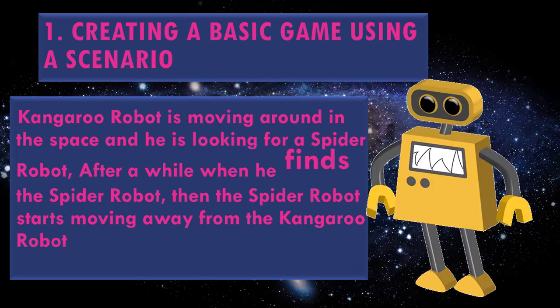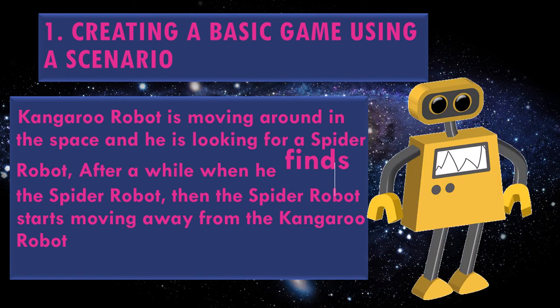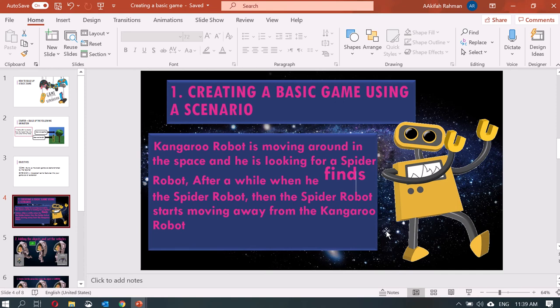Definitely by reading the storyline you understand that we need to have kangaroo robot as an object, spider robot as an object, and we need some other object so that kangaroo robot can move around as if he's trying to find something. And then what do we have to write in our code? That when he finds the spider robot, it will move away. So let's break this step by step and try to solve this today in Alice.